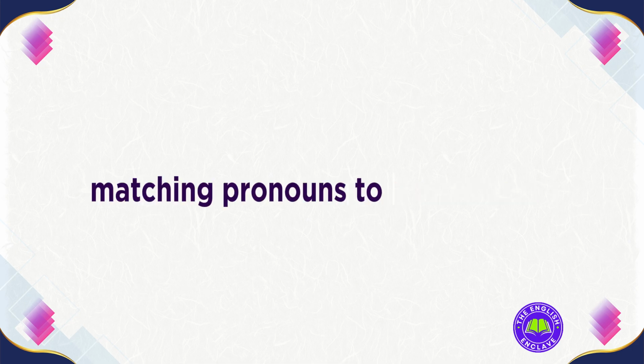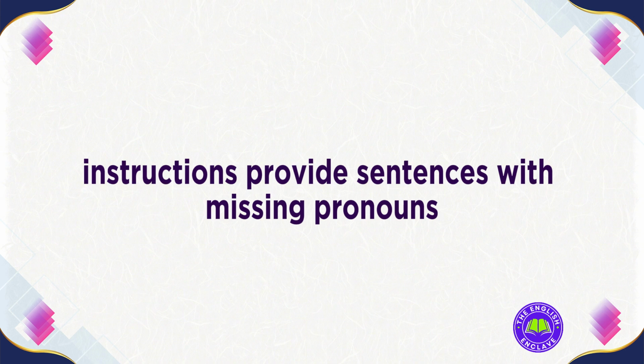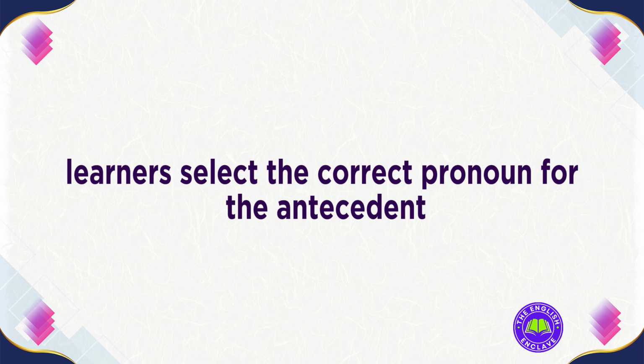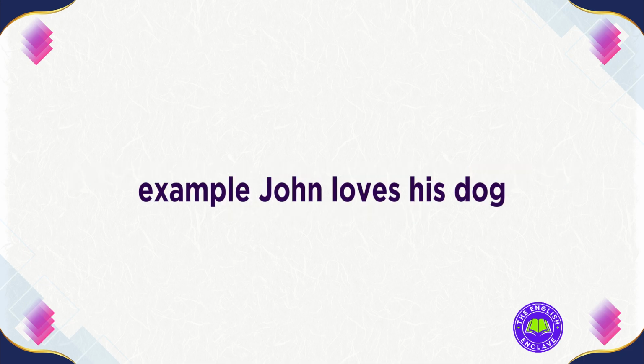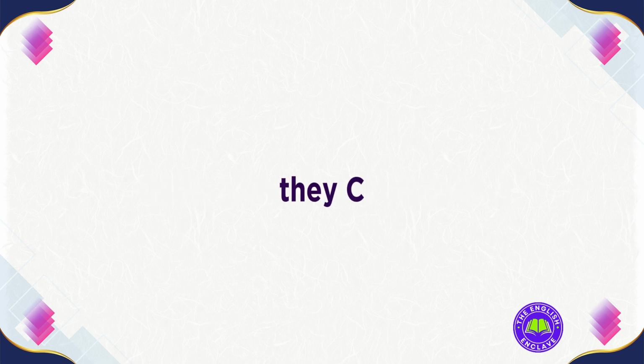One, matching pronouns to antecedents. Objective: match the pronoun to the correct antecedent. Instructions: provide sentences with missing pronouns. Learners select the correct pronoun for the antecedent. Example: "John loves his dog. ___ walks it every day." Options: A, he; B, they; C, she. Correct answer: A, he.